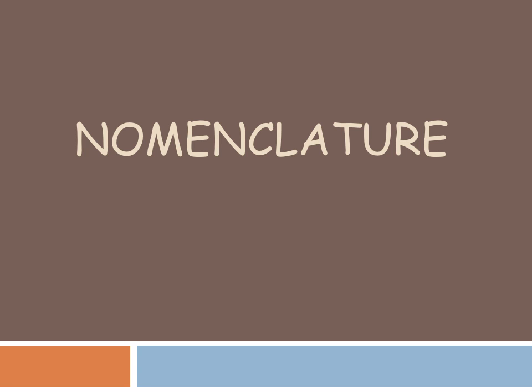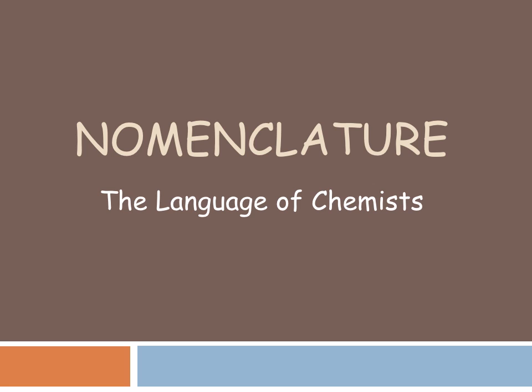Now that you've mastered writing the formulas from seeing the name, we're actually going to learn about nomenclature and what that means. So nomenclature actually means name. It's a naming system, and it's the language of chemists. So we're going to talk about how to do that first for just ionic compounds.